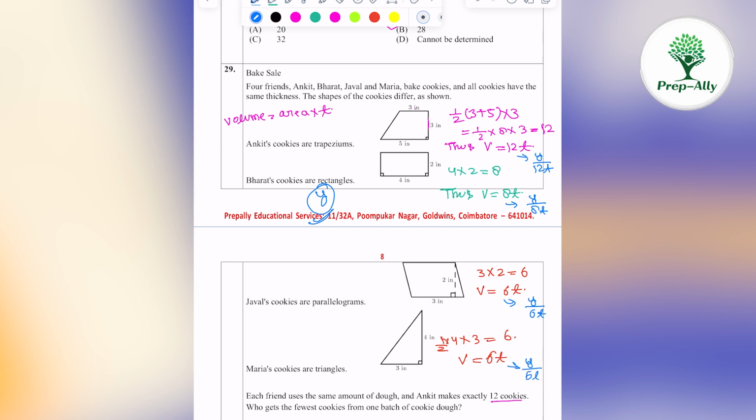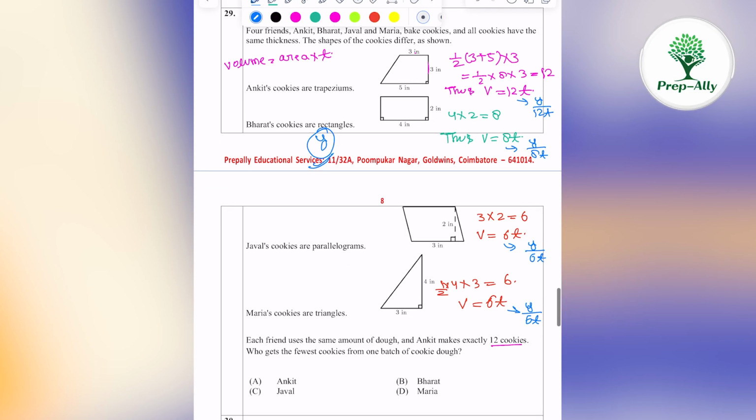In this question they ask who will form the fewest cookies. The thickness is the same here, t. So whoever has the greater area, whose denominator is greater, forms the fewest cookies. Here we have 6, 6, 8 and 12, and the denominator is greatest for Ankit. So Ankit will form the fewest cookies, and option A is the correct one.